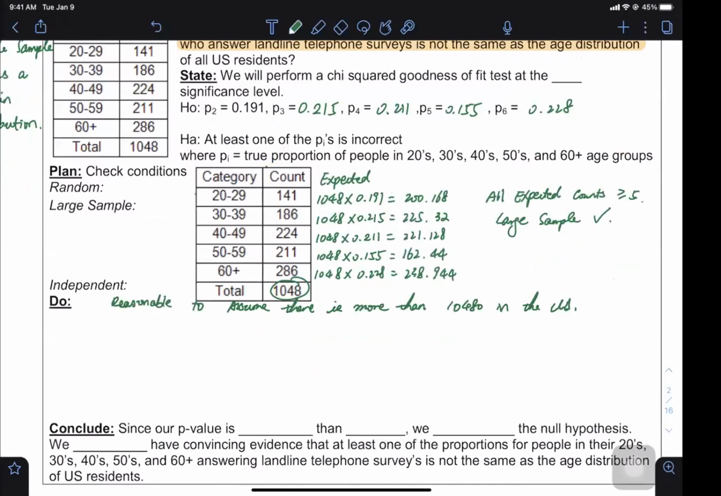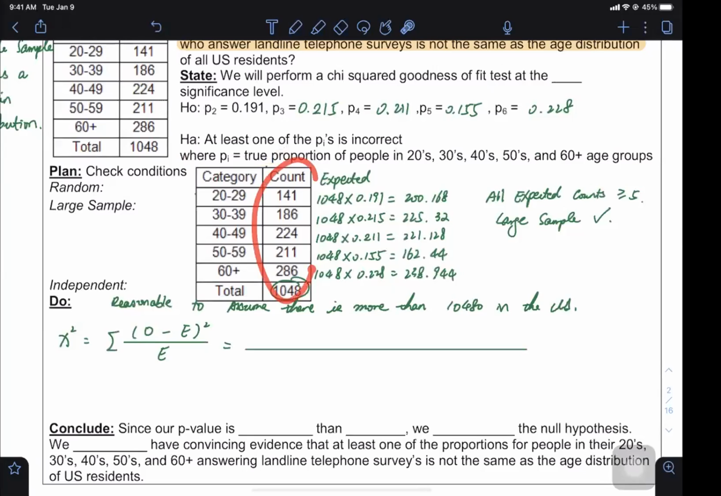And now we find the chi-square statistic. So the chi-square here is the summation of observed minus expected, and then take the square of it, and then all over expected. What that means is that those are our observed counts, and those are our expected counts. So we can do 141 minus 200.168. The line is too long. And then square over the expected.